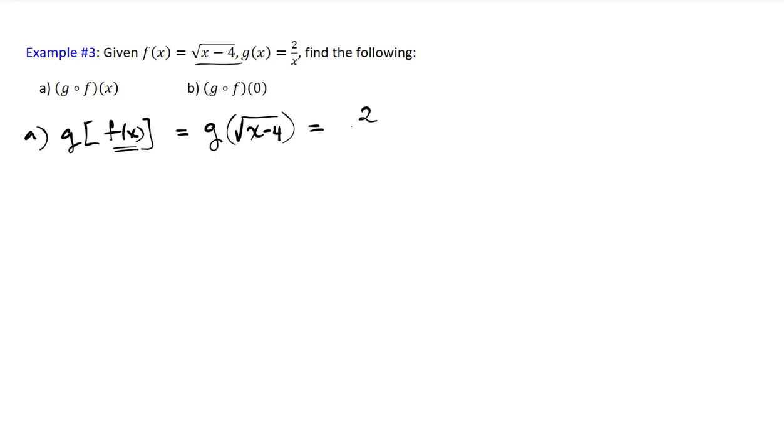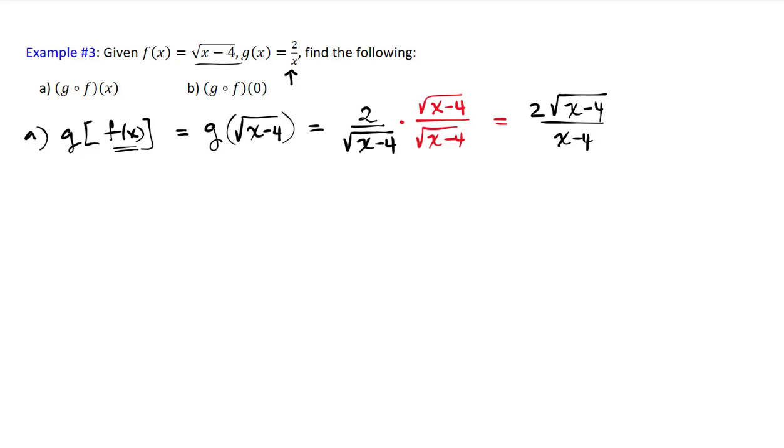That's the same as saying 2 divided by the argument of the g function, which is now replaced by the square root of x minus 4. And now simplifying this, we're going to rationalize the denominator. So multiply the top and the bottom by the square root of x minus 4, which simplifies into 2 times the square root of x minus 4 all over x minus 4.